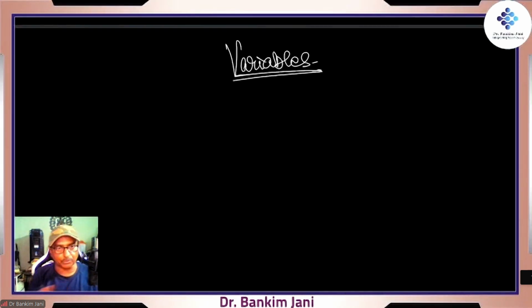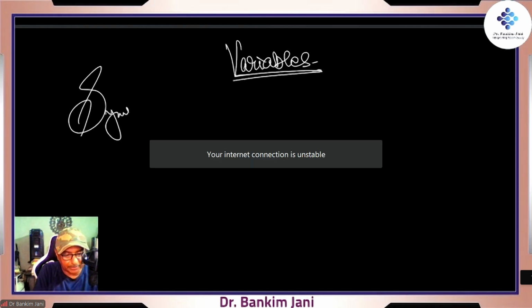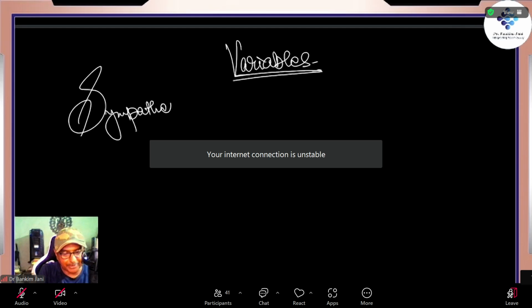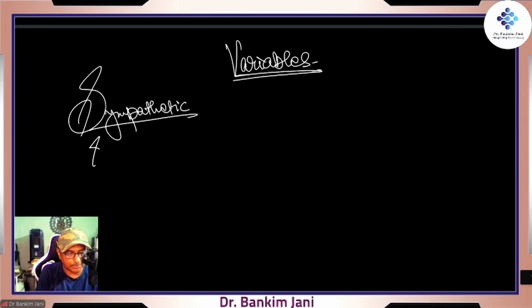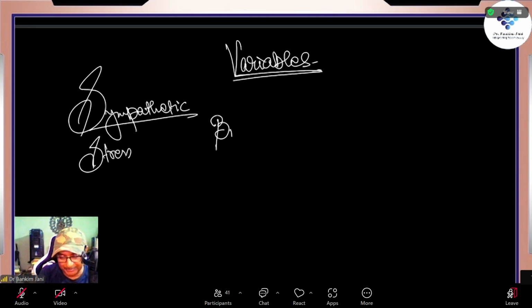So we know that there are two types of system. One is what is called the sympathetic system. Sympathetic means stress. Sympathetic is for stress. So whenever there is stress, there is adrenaline secretion, and there is beta 1 stimulation.